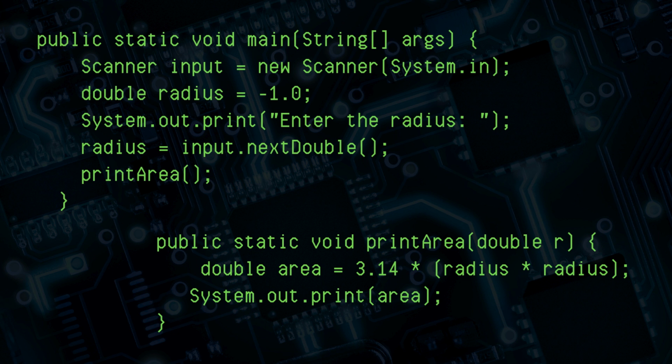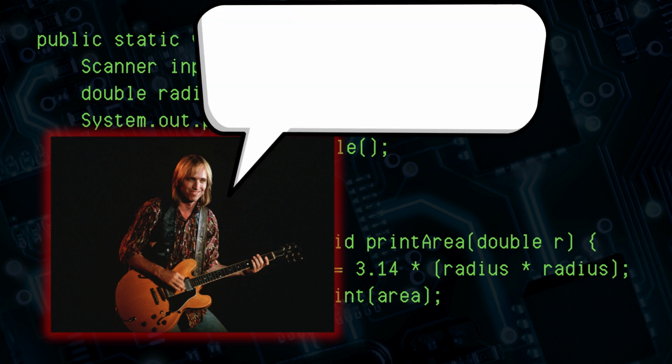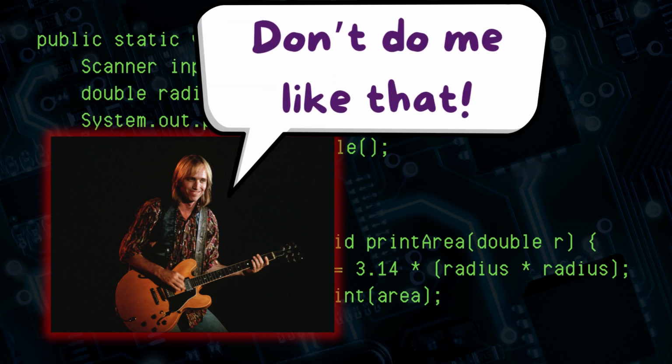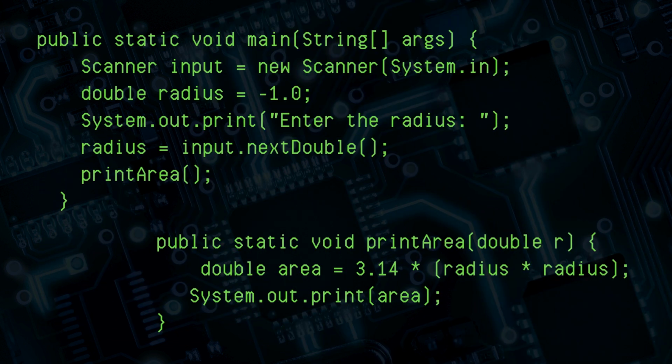But since our parameter has a different scope than main, we could even use the same name and call it radius. What was that Tom Petty said? Don't do it like that. Again, just because you can do something doesn't mean you should. Naming it radius would be less offensive than making radius global, but using the same identifier twice just leads to unnecessary confusion. So just don't do it.